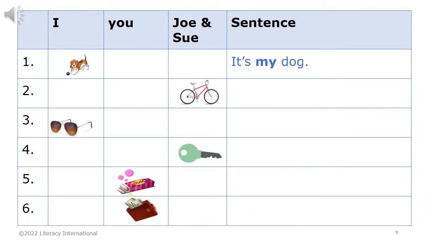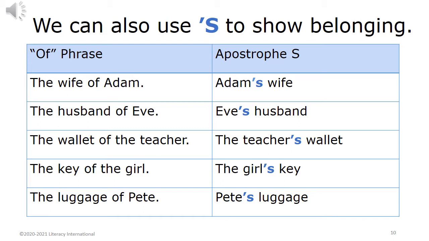I, you, Joe and Sue, sentence. For example, 1. It's my dog. We can also use apostrophe S to show belonging. Of phrase, apostrophe S. The wife of Adam, Adam's wife. The husband of Eve, Eve's husband. The wallet of the teacher, the teacher's wallet. The key of the girl, the girl's key. The luggage of Pete, Pete's luggage.